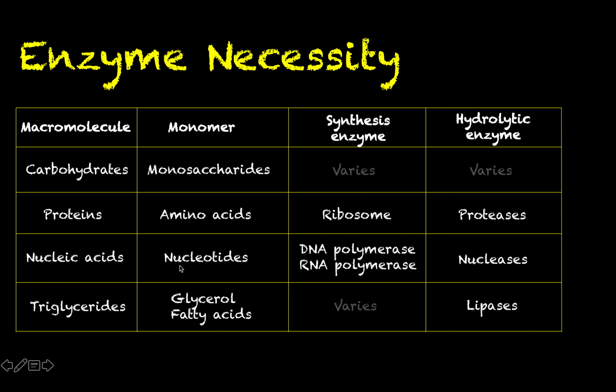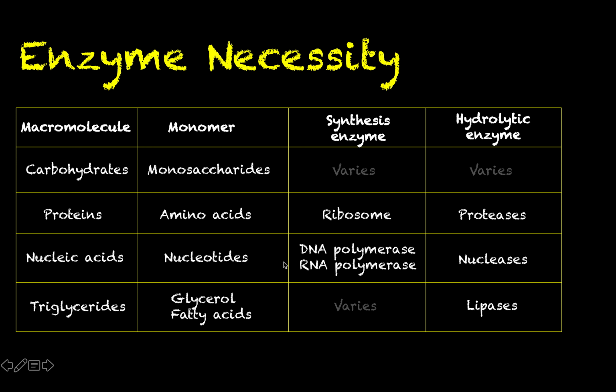Nucleic acids use monomers called nucleotides, and these are built by enzymes in the cell called DNA polymerase and RNA polymerase. And enzymes called nucleases break the bonds between adjoining nucleotides and digest DNA and RNA molecules into their monomer components.